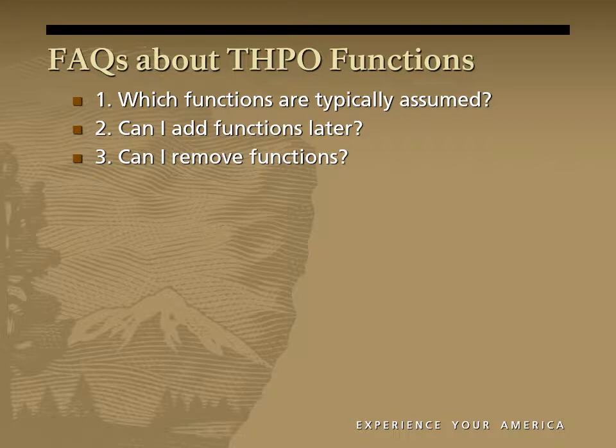2. Can I add functions later? Yes. An applicant can add functions later if they would like to by requesting an amendment to their memorandum of agreement. That process would follow the guidelines explained here, with the tribe submitting an application addendum and the NPS reviewing that addendum. Once the National Park Service agrees the addendum is complete, an updated agreement would be sent to tribal leadership for signature.